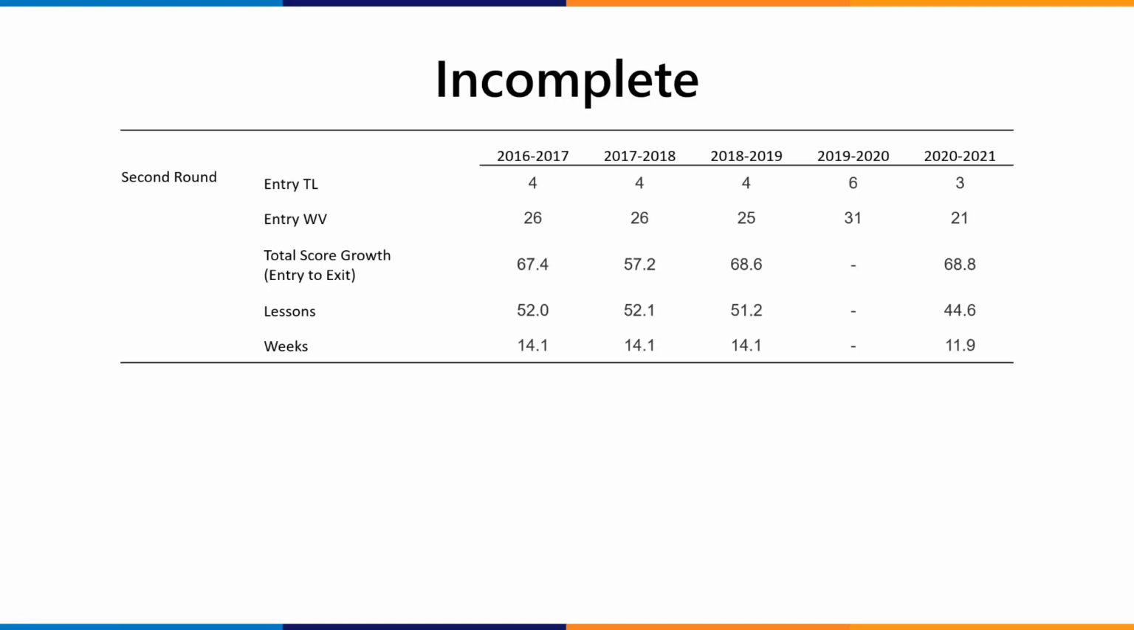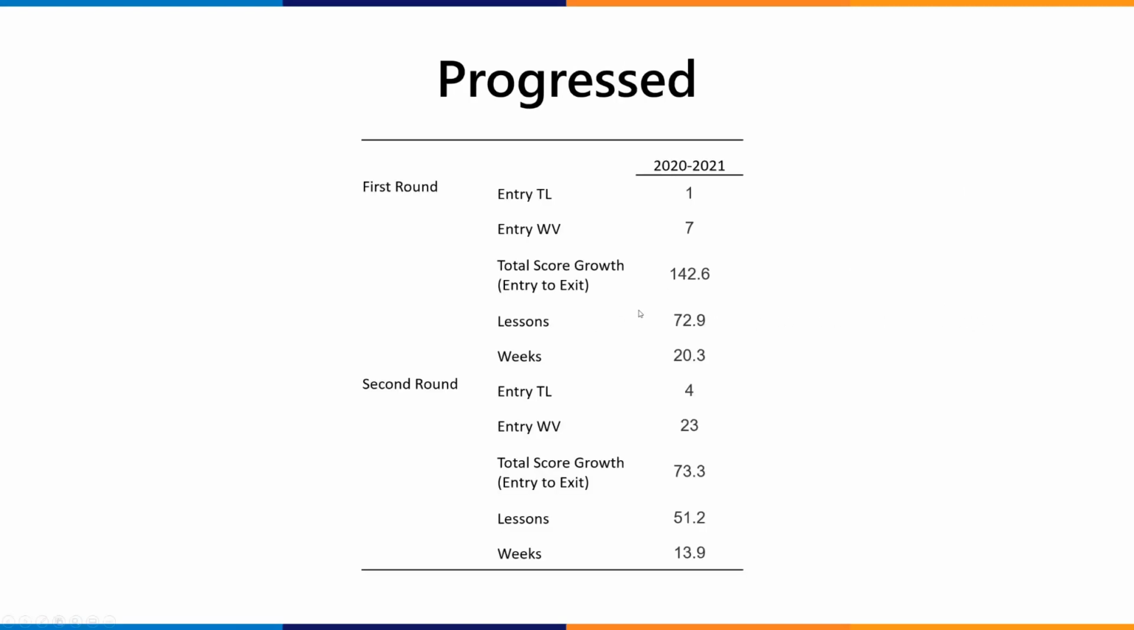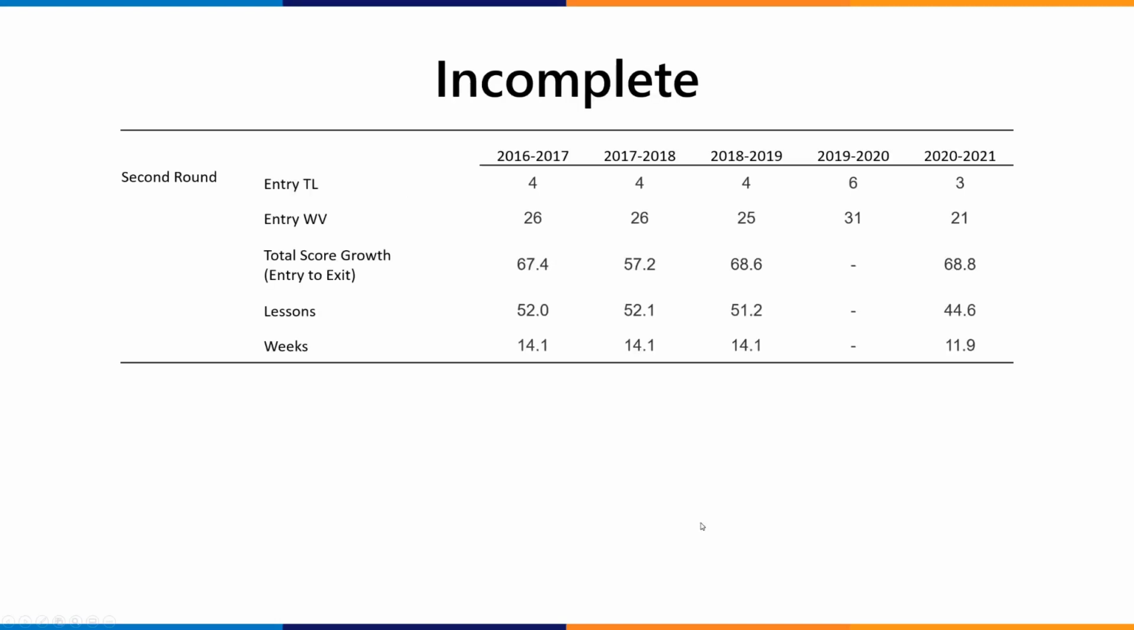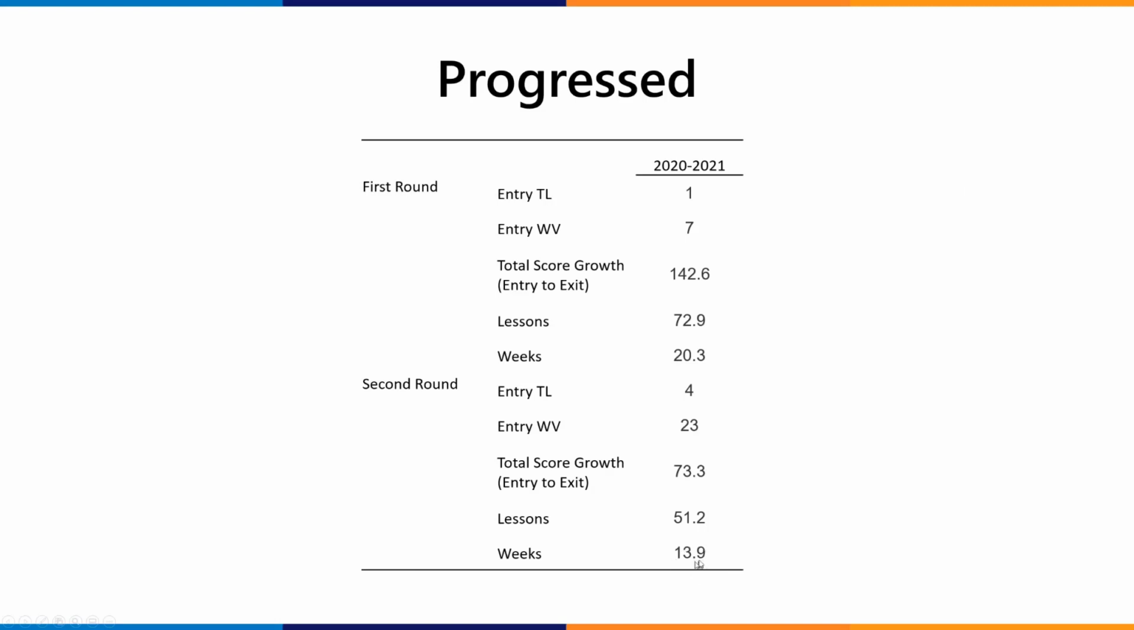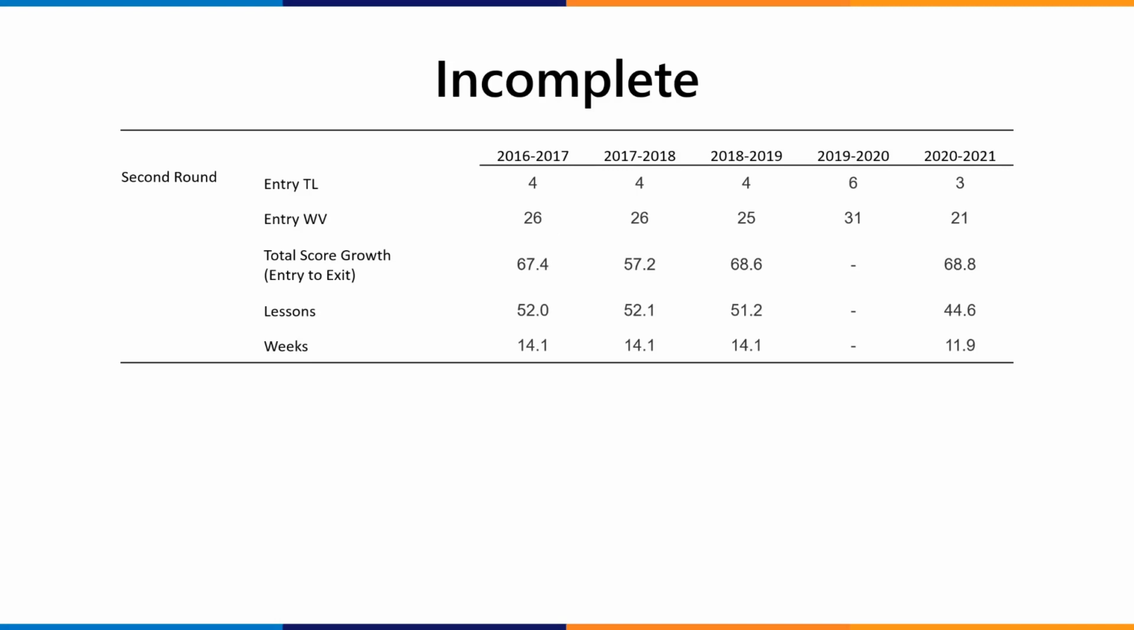Here are our incomplete children, some incomplete data. What's different this year? I'm just going to point out the differences. Incomplete children got fewer lessons this year than we would typically see in the past, and in fact, they seem to have got fewer lessons than our progressed children. So progressed children got about 51 lessons. Incomplete kids got about 45, if you round up, and they got about 12 weeks of instruction instead of the 14 weeks we would usually see, and our progressed children tended to get about 14 weeks of instruction in that second round.